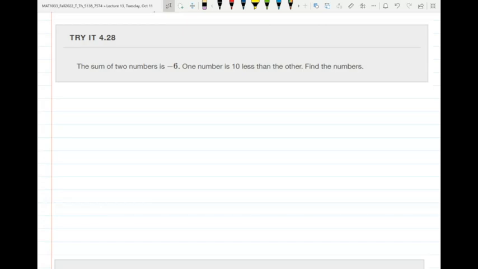Again, you can easily check to see if your answer works, right? Just verify, make sure that that's what it's supposed to do. Let's see, who found the numbers? Negative 8 and 2. Okay, let's see, negative 8 plus 2, that's negative 6. And then one number is 10 less than the other. Okay, good. If you do 2 minus 10, you get negative 8. Good. So that's the answer.